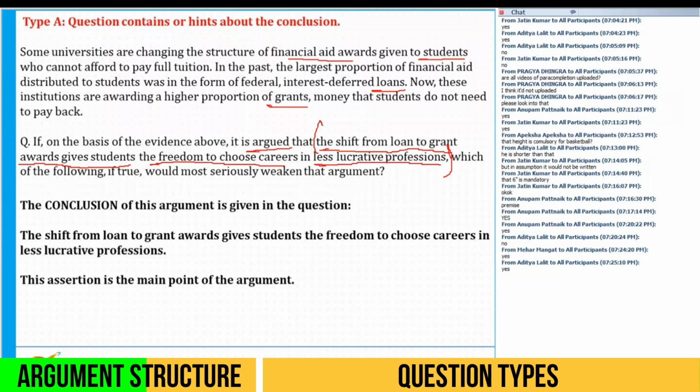And this question is asking you to weaken the conclusion. What will weaken the conclusion? It means what will prove that no, giving grants to students does not give them freedom to choose careers. Those options are not there. This is just an example.